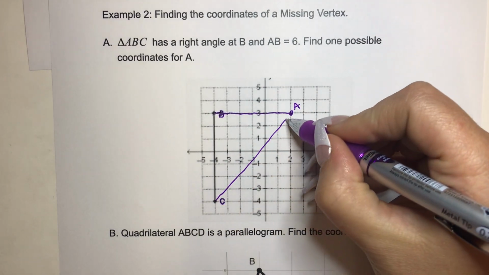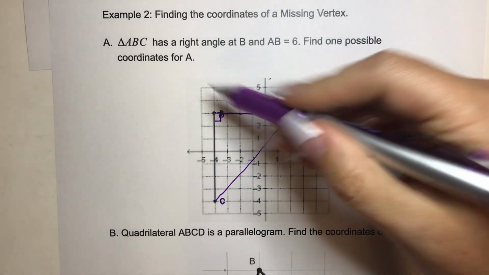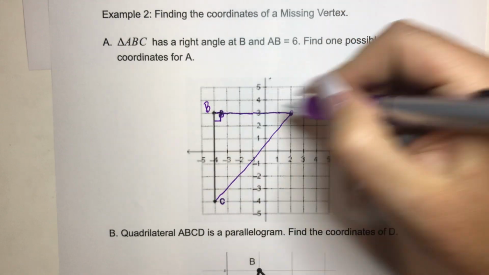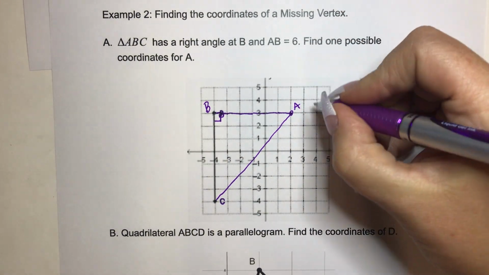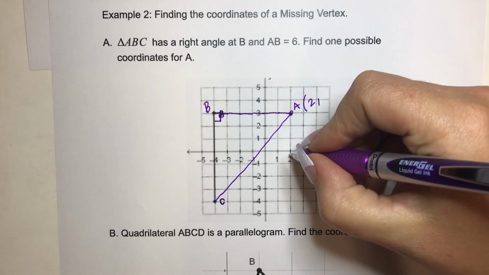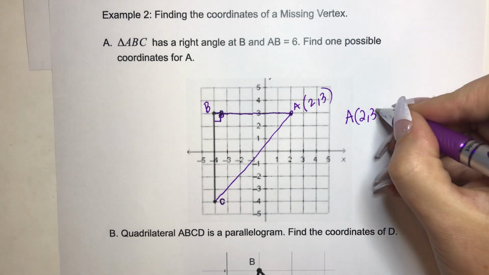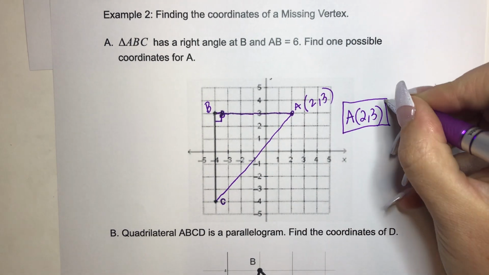And if we drew it, there would be our right triangle. So we have our right angle here, and AB, I'll make B right here. AB is 6, and what are the coordinates of A? 2, and then up 3. So the coordinates of A are 2, 3. That's one possibility. All right.